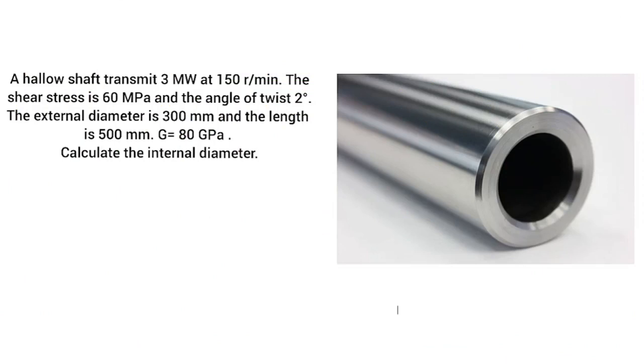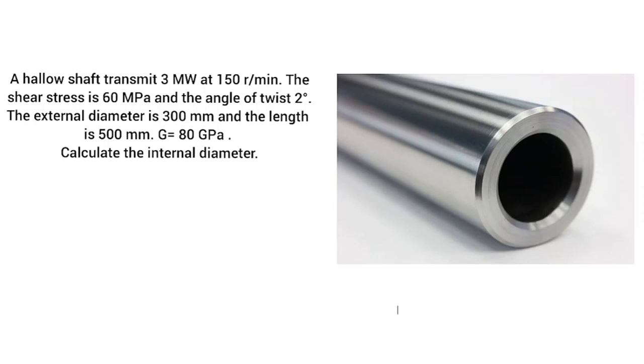In this lesson, we're going to be solving this problem. This problem is under hollow shaft. The problem statement reads as follows. A hollow shaft transmits 3 megawatts at 150 revolutions per minute. The shear stress is 60 megapascals and the angle of twist is 2 degrees. The external diameter is 300 millimeters and the length is 500 millimeters, and we've got the modulus of rigidity, which is 80 gigapascals. Here we are required to calculate the internal diameter.